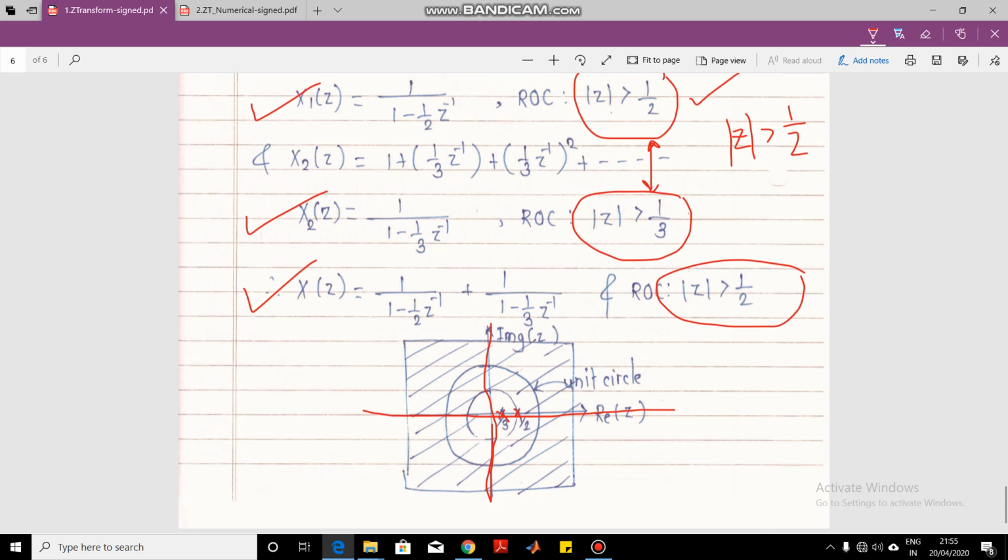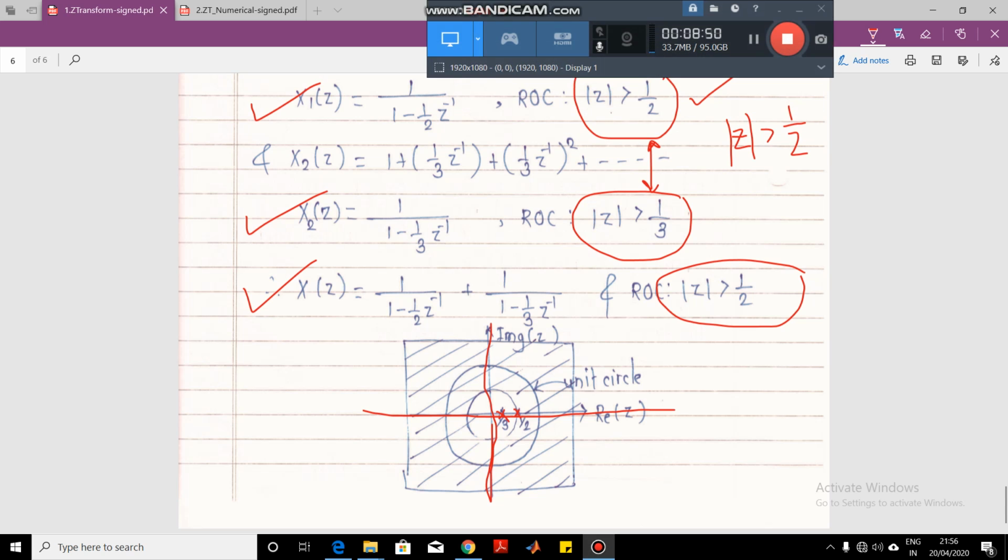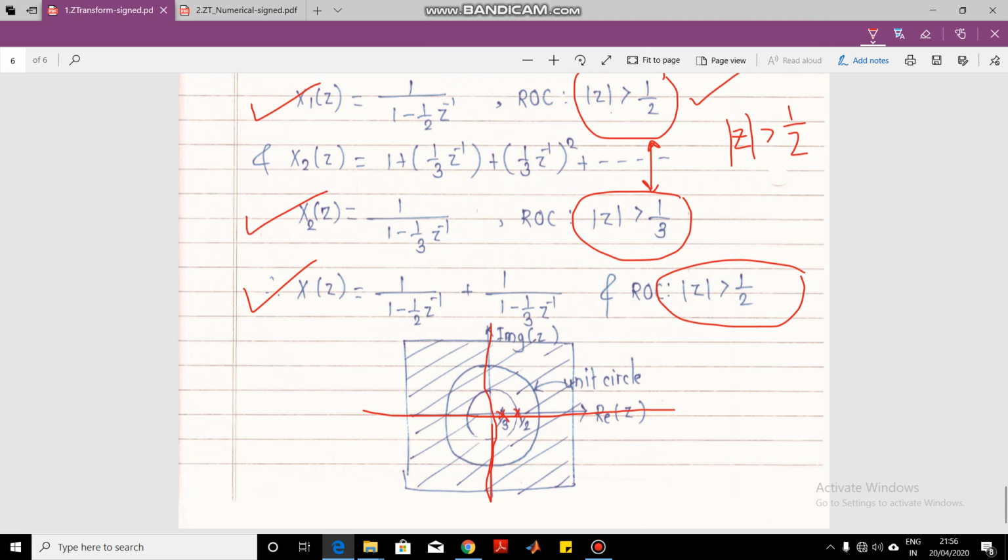Because the region between 1 by 3 and 1 by 2 exists for mod of z greater than 1 by 3, but it is not there for mod of z greater than 1 by 2, because for mod of z greater than 1 by 2 the region is beyond this. So this is not a common region, and that's why we omit it. We take only the region which is common. This is how we get the ROC for the combination of two signals.